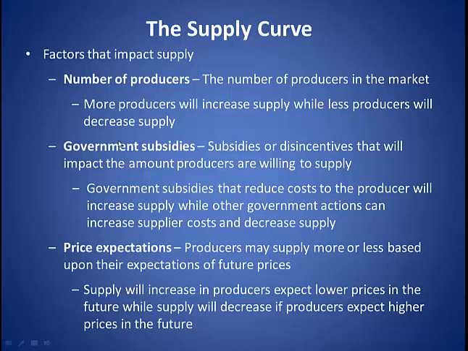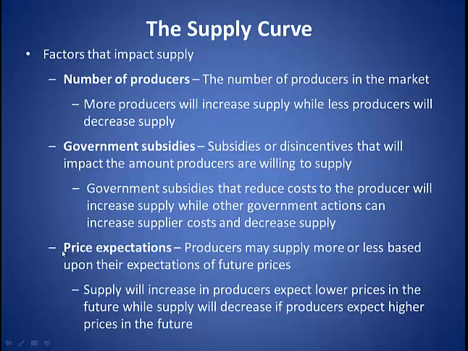Government subsidies. Subsidies or the opposite, disincentives, can impact the amount producers are willing to supply. Government subsidies that reduce cost to the producer will most likely increase the supply, while government actions that can increase the cost to a supplier will probably decrease supply.